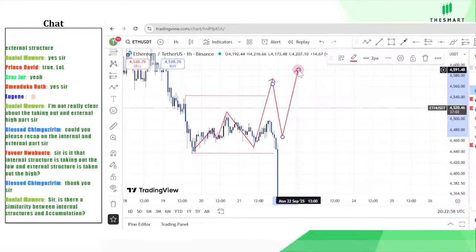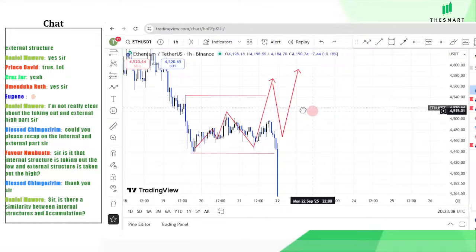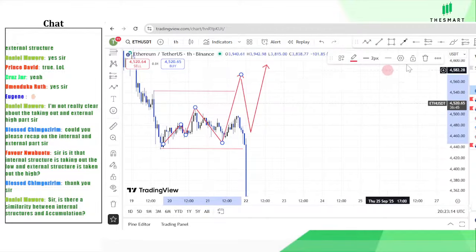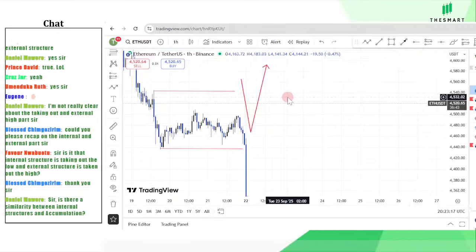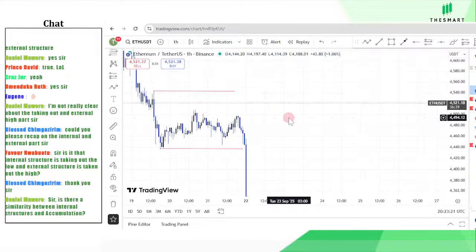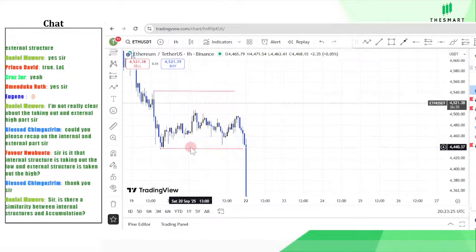Okay, let me look at the comments. Sir, is there a similarity between internal structure and accumulation? Okay, so let's take this particular example, because I don't want to answer you directly. I want us to always look at the charts together. So let's say this is our trading range, this high and this low.